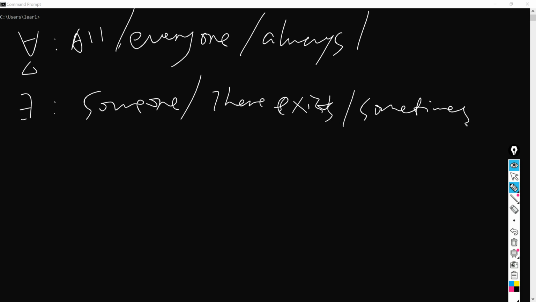So what is the opposite of the for-all sign here? The opposite meaning is not everyone, which is different from someone. Though I can hardly describe it, just pay attention that these two are not the same. Not everyone doesn't mean someone. Okay. How about this?